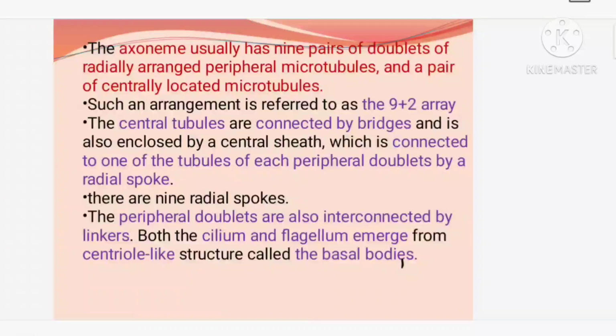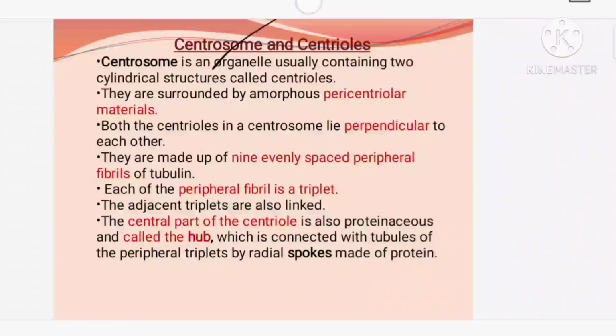Both the cilia as well as the flagella emerge from a centriole-like, centrosome-like structure called the basal body. These tubules originate from a special protein structure that we call the basal body. Now moving on to the structure of centrosome and centrioles.